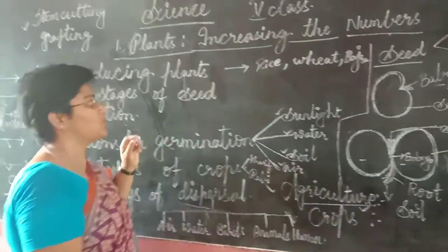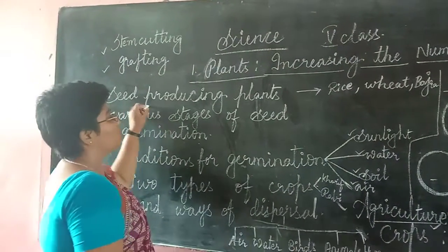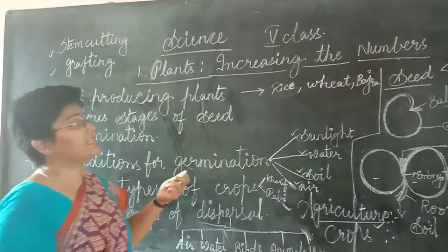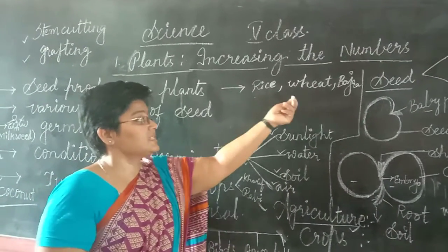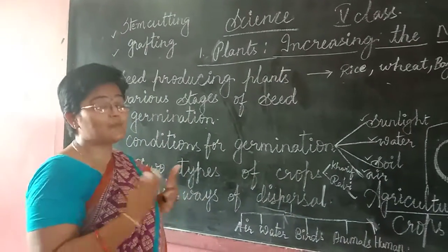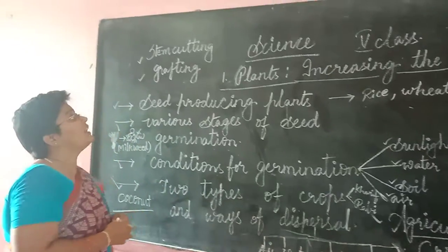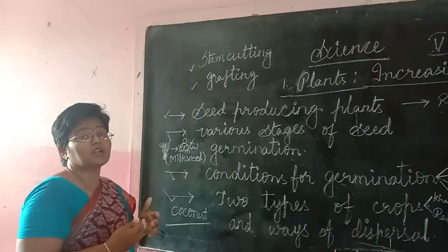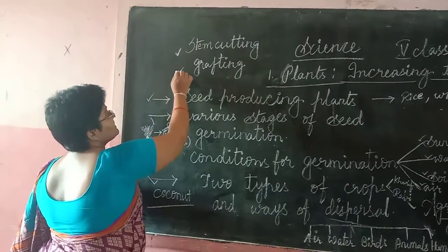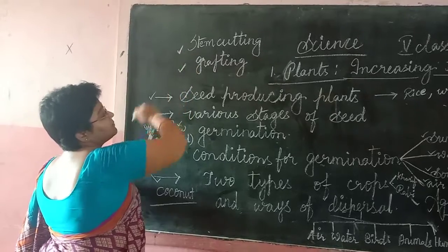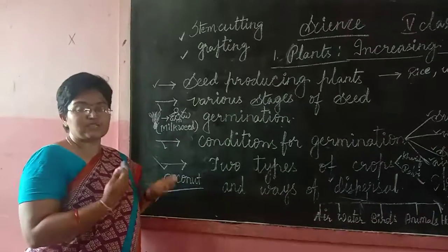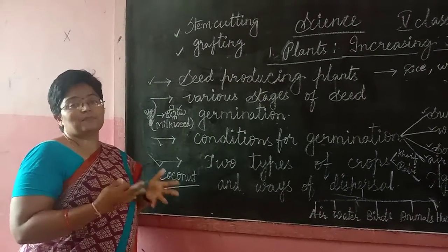Coming to the first point, seed producing plants. What are the different seed producing plants we have discussed in this lesson? Those are rice, wheat and bajra, the plants which produce seeds and can be produced by seeds. Finally, how are plants grown without seeds? Those are stem grafting and stem cutting. Stem grafting or stem cutting are the two methods we may use to produce new plants of the same variety to grow in different places.